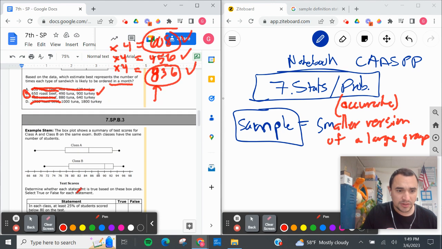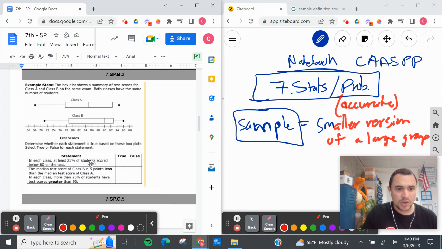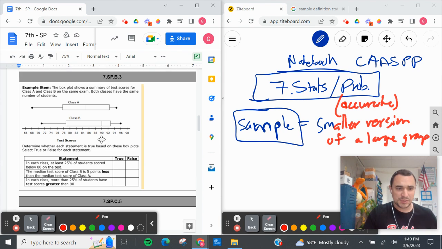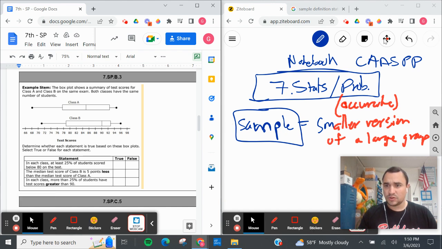We're going to scroll down here. Let's clear the selection. Okay. These are box plots, something that I really haven't talked to you about. So let's put this in your notebook. So we're going to put this in our notebook.